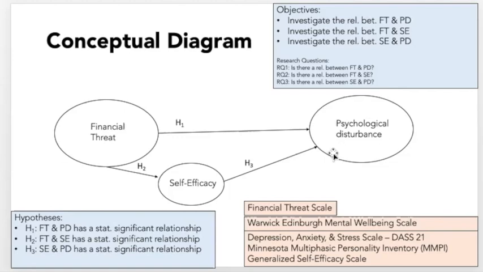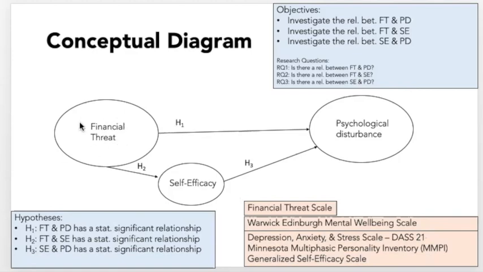So psychological disturbance is something like that. It's not specific, it's a bit vague. So we had to come up with a scale to measure this. Now I have given multiple scales here. For example, Warwick Edinburgh mental well-being scale. You can measure well-being of a person, mental well-being, to understand psychological disturbance. If not, you can measure depression, anxiety, stress in a person to measure psychological disturbance. And there are some other scales as well. So depending on your interest, you can come up with a scale to measure this. And then generalized self-efficacy scale for self-efficacy.